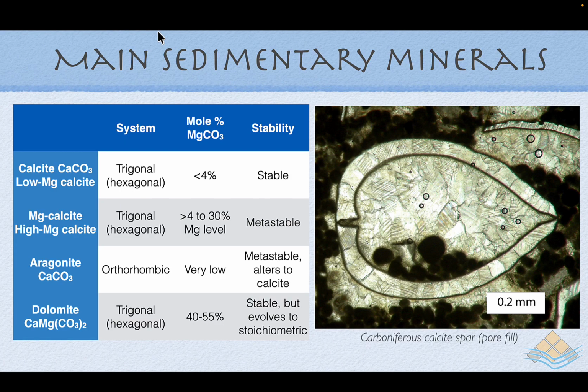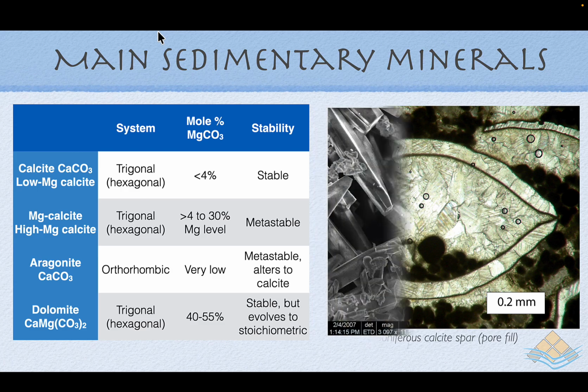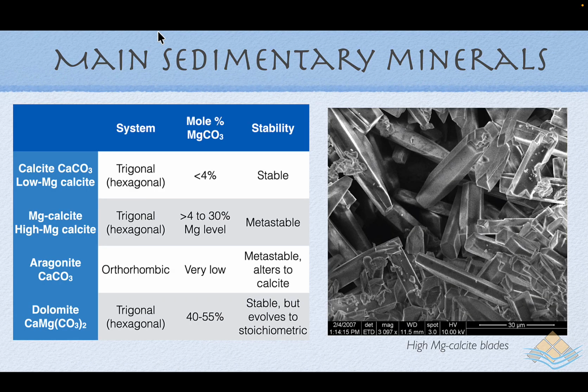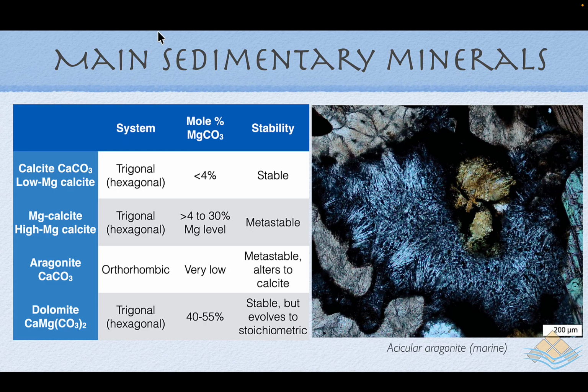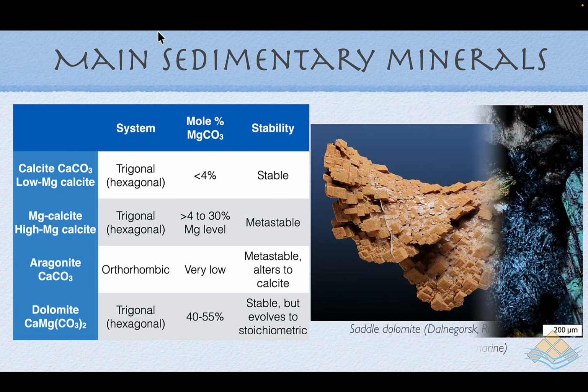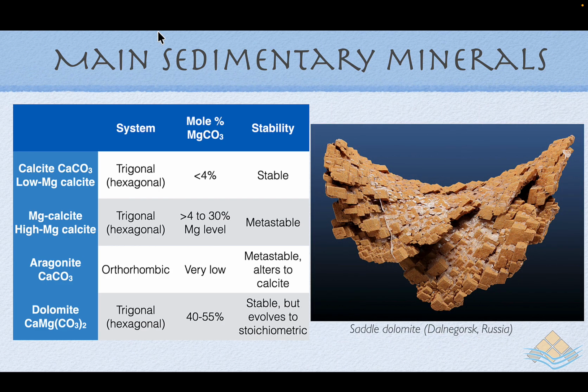So here's a bit of Carboniferous calcite spar. Here are some blades of high magnesium calcite in a marine cement. Here is some acicular aragonite as a marine cement. And here is some saddle dolomite from the Dolomite region in Russia as a diagenetic hydrothermal product.